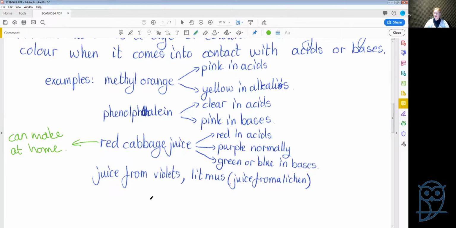There were a few others as well that were used. Juice from violets, litmus, which is a juice from a specific kind of lichen. And this forms litmus paper, which is either blue or red paper, and then it would turn the opposite color when it comes into contact with either an acid or a base, if it's the opposite thing. So yeah.